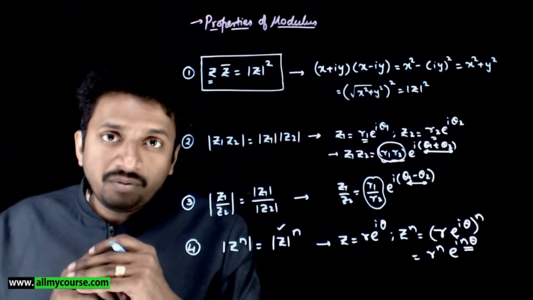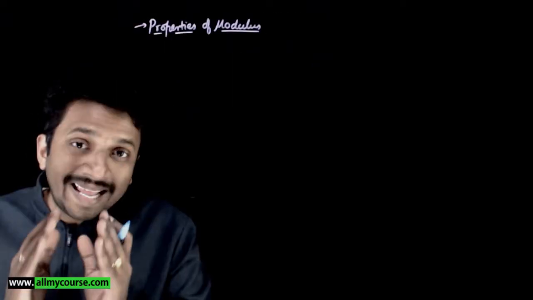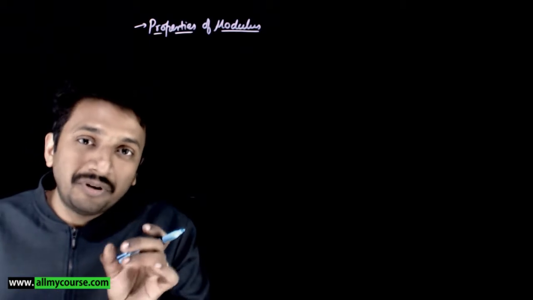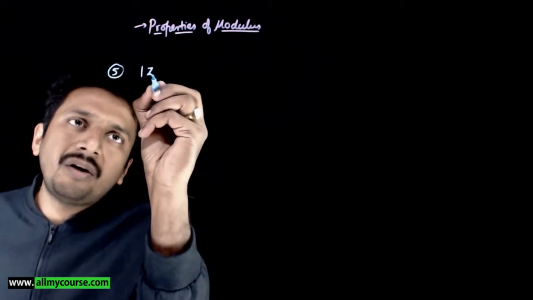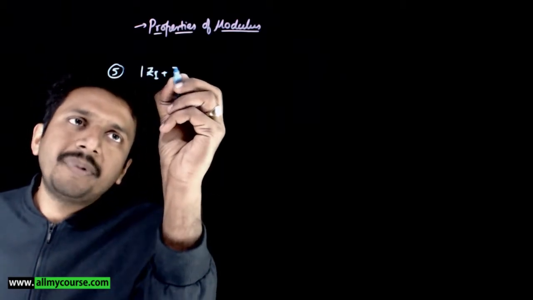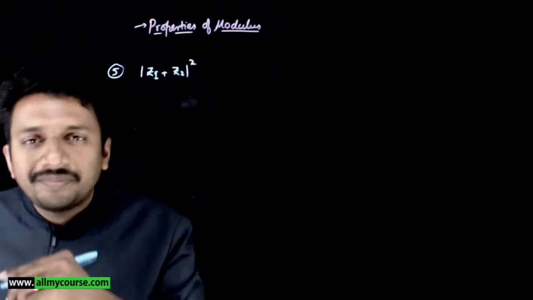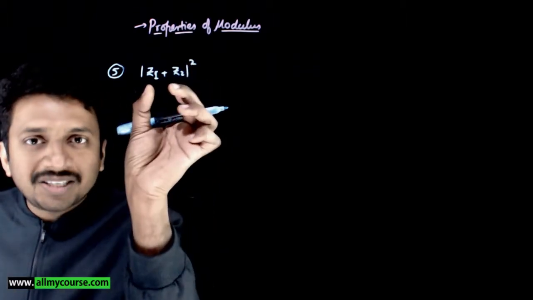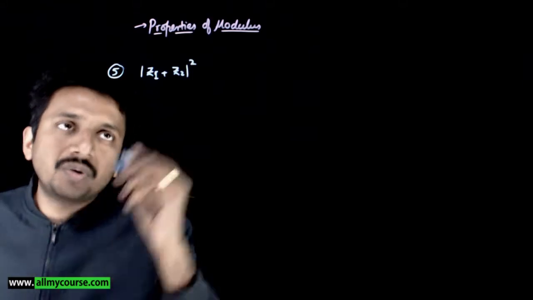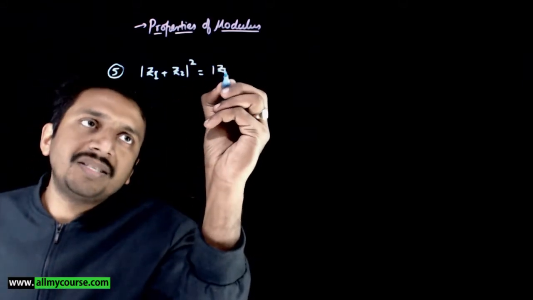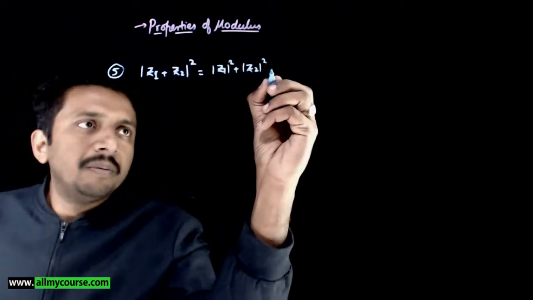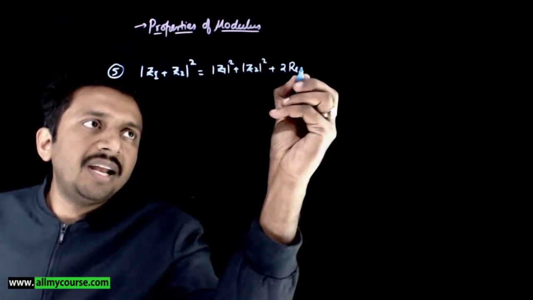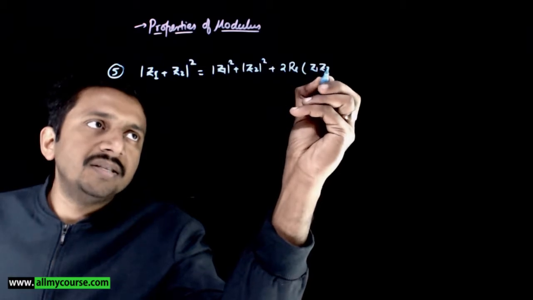Now let us go forward. The next set of properties deal with calculation of moduluses of complex numbers. The next property says that mod of z1 plus z2 whole square, so if you add two complex numbers and then take modulus whole square, is equal to mod z1 square plus mod z2 square plus 2 times real part of z1 z2 bar.